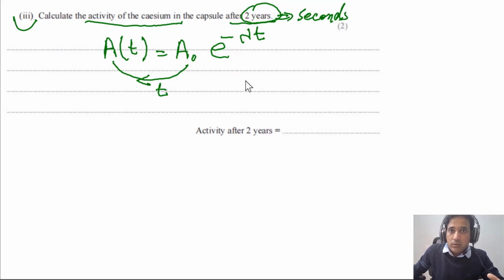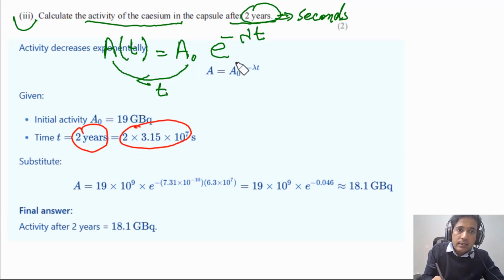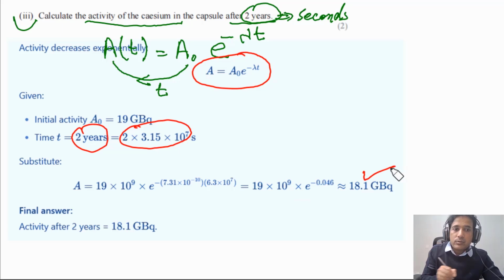So the main concept I have already explained. Now you see what we have done here. We have simply plugged in values. So we have converted into seconds. Then we have simply used this formula and this is our final answer.